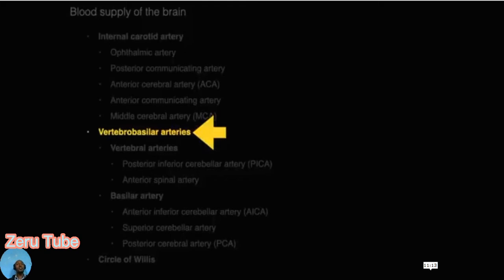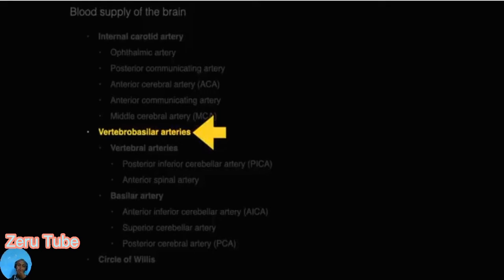So the vertebral artery and its continuation, the basilar artery, together we can call the vertebrobasilar artery. This artery is the second major artery of the brain, and the vertebrobasilar artery gives blood to the posterior part of the brain, which is called the posterior circulation of the brain.